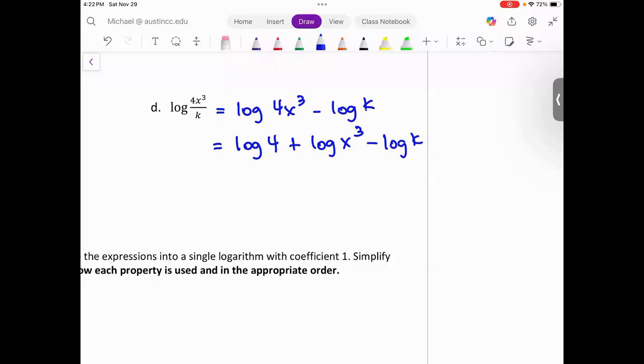Log of 4, it's not a neat number. It's not going to be some nice whole number. And so we would just leave it like that. We don't need to simplify that one anymore. But the log x cubed, we can use that power property and get that 3 out front. So our final answer is going to be log 4 plus 3 log x minus log k.